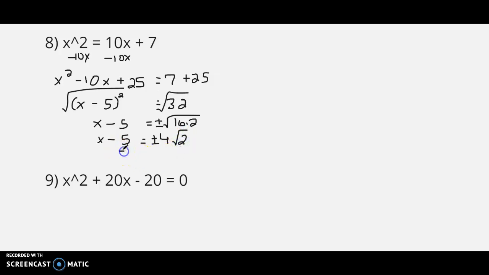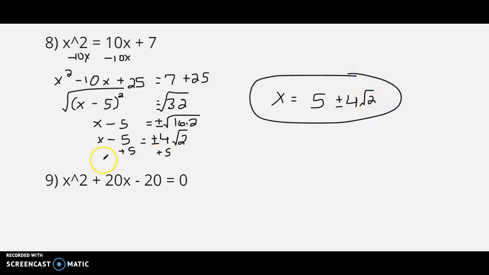Last step, add 5 to both sides. All right, here's our final answer for number 8. x equals 5 plus or minus 4 square root of 2. Let me back up a little bit here. 4 square root of 2. All right, let's do one more.